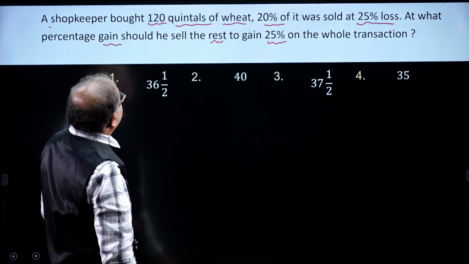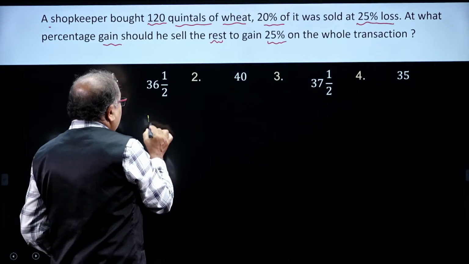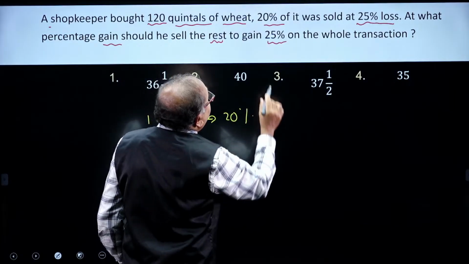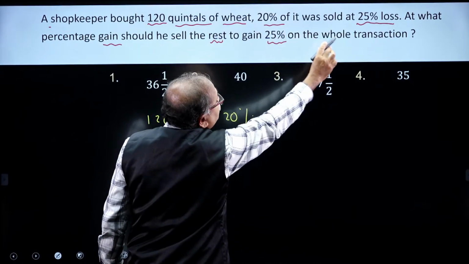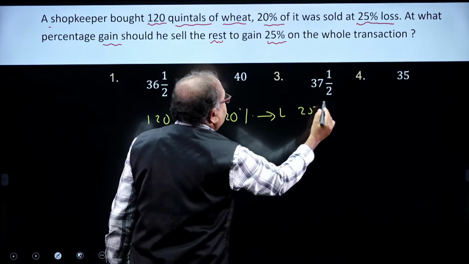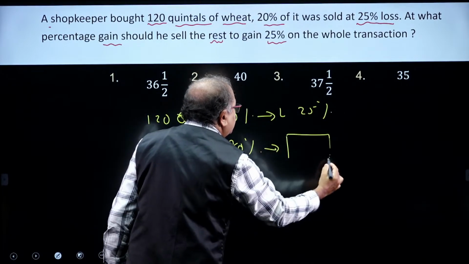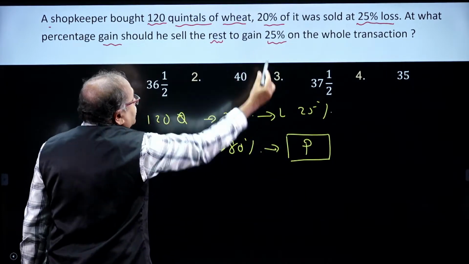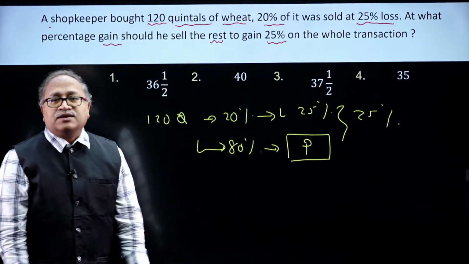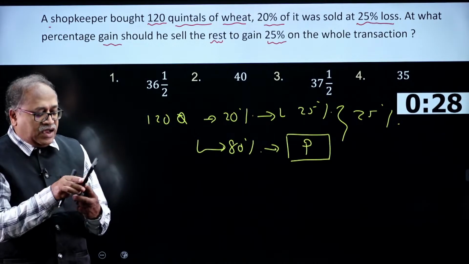So, you are understanding that out of 120 quintal, 20% was sold at a loss of 25%. The remaining 80% is left. It should be sold at what percentage profit, so that overall he should get 25% profit. This is what the question is. Let's take your 30 seconds.